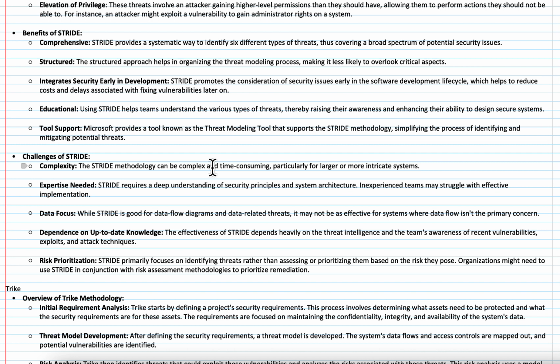There is some expertise that is needed. It does require a deep understanding of security principles and system architecture. I would say that one thing I learned when I worked as an architect is that it's not as simple as just having someone drop in as a security analyst and say, go for it. You really, truly need to understand some of the architecture around it.